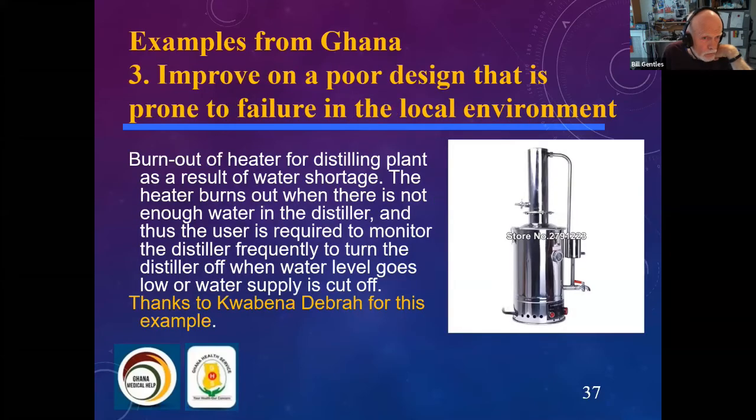A third example of a concept when you have a poor design that is prone to failure in the local environment. Thanks to Kobina Deborah for this example. A burned out heater on a distilling plant was frequently happening because of water shortages. The heater burns out when there's not enough water in the distiller. Thus, the user is required to monitor the distiller frequently and turn the distiller off when the water level goes low or the water supply is cut off.